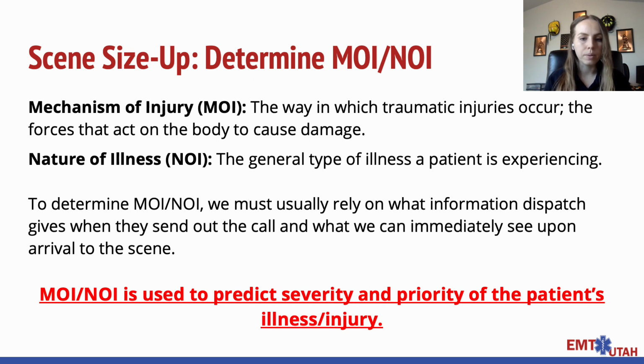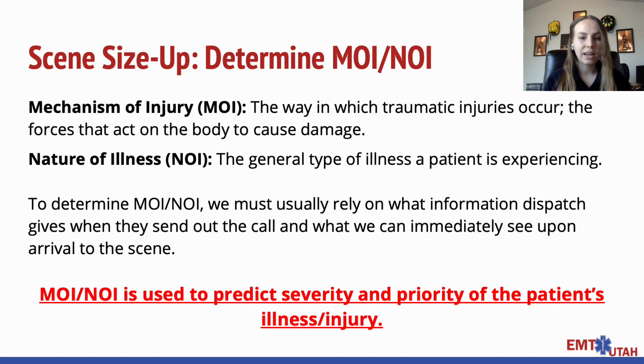Those are probably the most common. To determine the MOI or NOI, we usually need to rely on what information we got from dispatch if you're on an ambulance and you're being dispatched out to some kind of call, or from the individual who came and grabbed you because something's going on with someone at work. And so based on the information that was provided by those people, we can get an idea in our head of what we might be dealing with and be able to be prepared for what we're going to see.